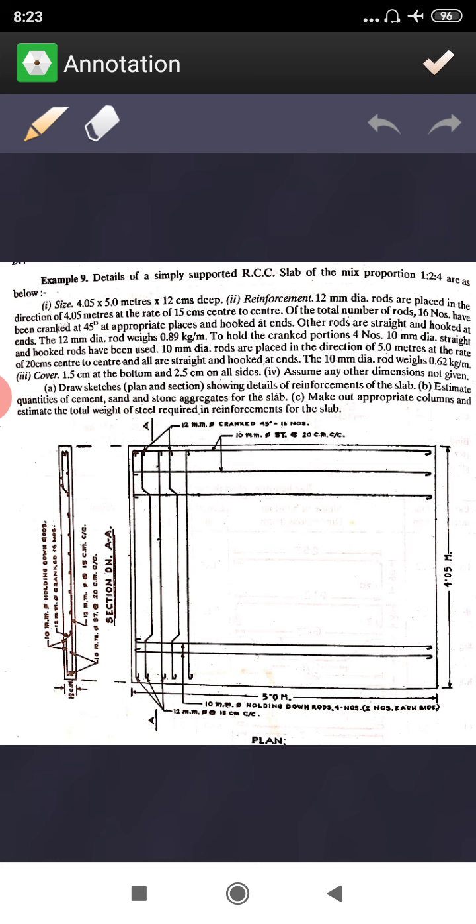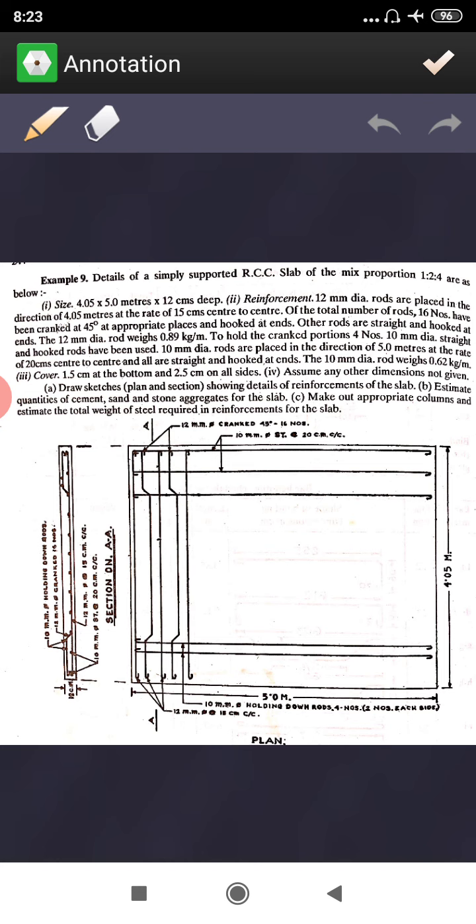This thickness is given. Reinforcement details: 12 mm dia rods are placed in the direction of shorter span, that is 4.05 meter, at the rate of 15 centimeter center to center. 15 centimeter center to center is the spacing.